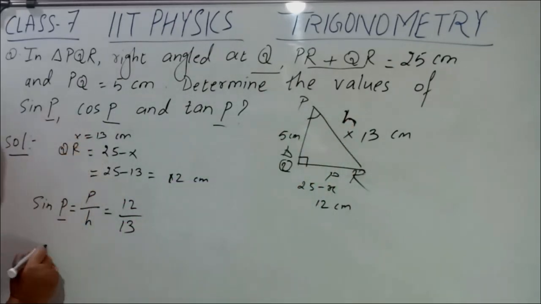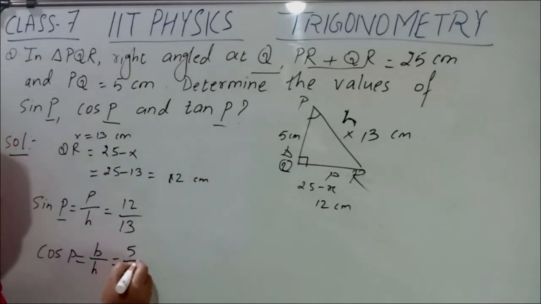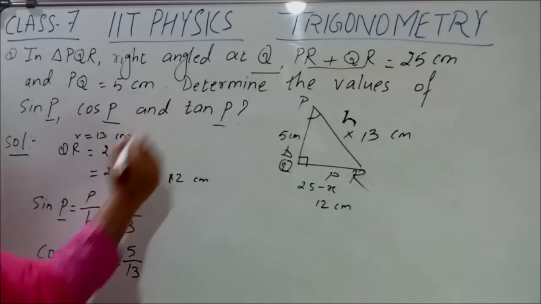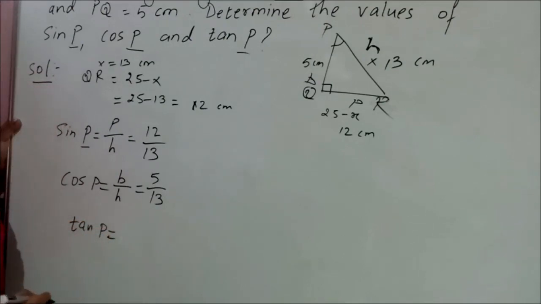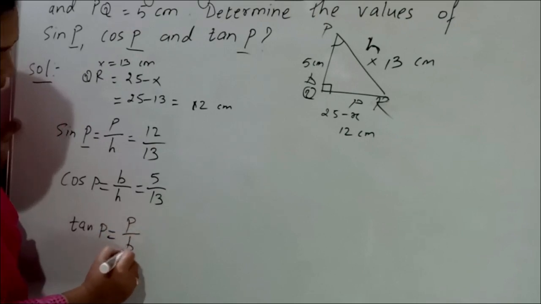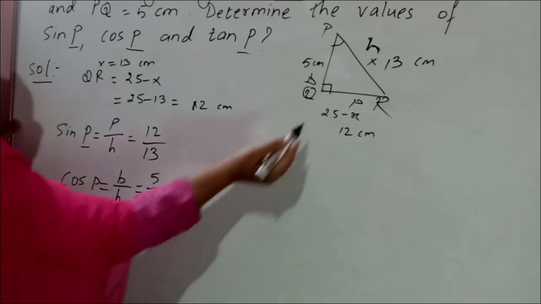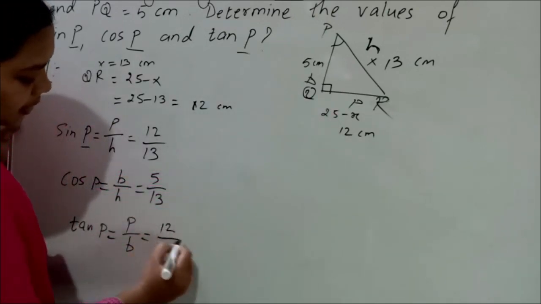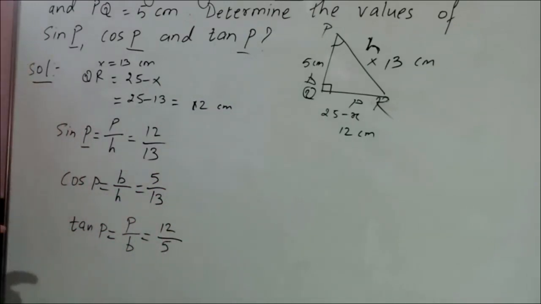Next, cos P. Cos theta is equal to base by hypotenuse. Base value is 5 and hypotenuse is 13. So 5 by 13. Next, tan P you have to find. Tan theta equal to perpendicular by base. Perpendicular value 12, base value 5. So 12 by 5. Clear?